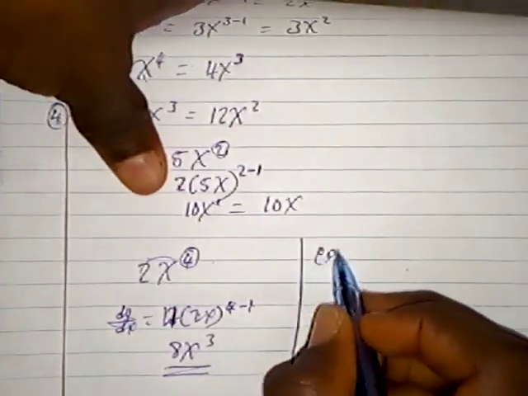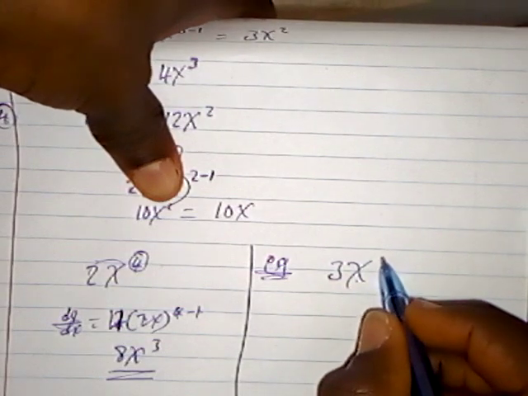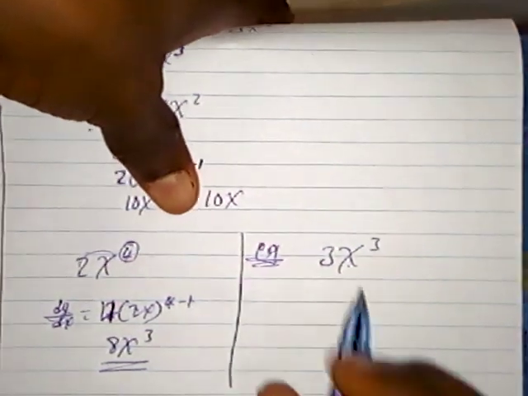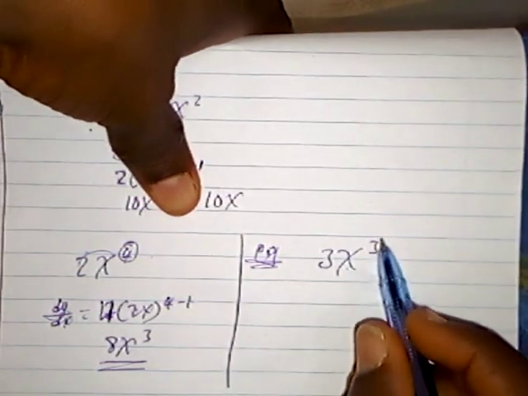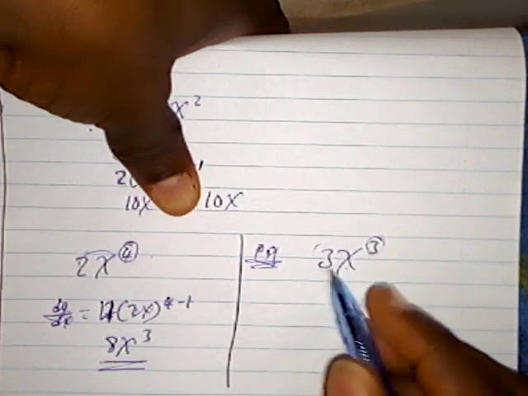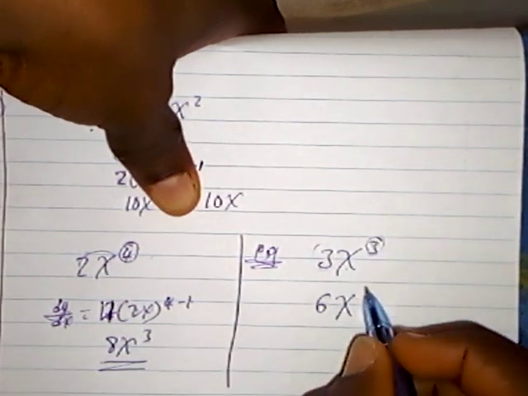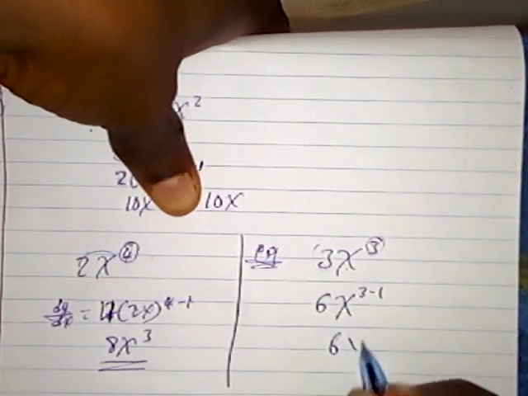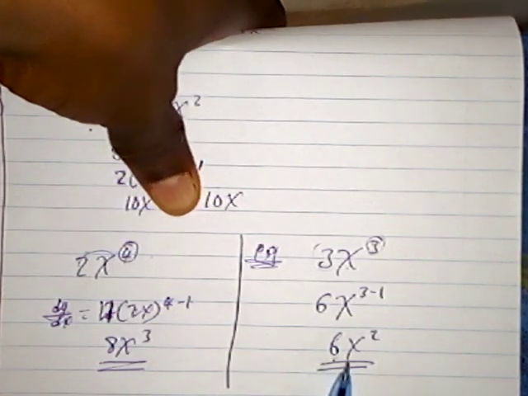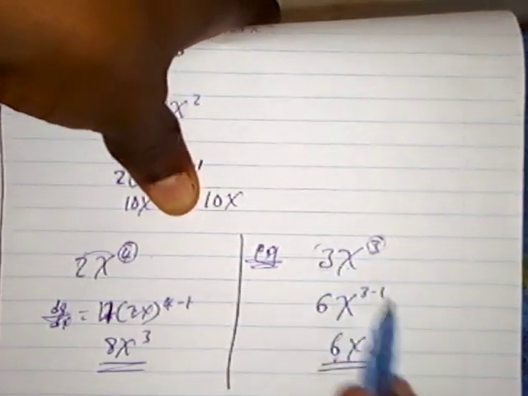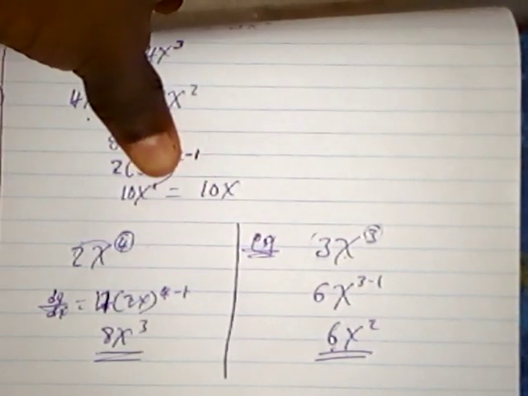Let's do another example. Let's differentiate 3x raised to the power 3, right? Differentiate this one. Very simple. We are going to multiply this 3 and this 3. So 3 times 3 will give you 6x. Now you subtract it by 1. 3 minus 1. So 6x, 3 minus 1 is going to be 2. So 6x squared, that is what? The differentiation of what? 3x squared, the first derivative. I hope it's clear and I hope it's understandable.